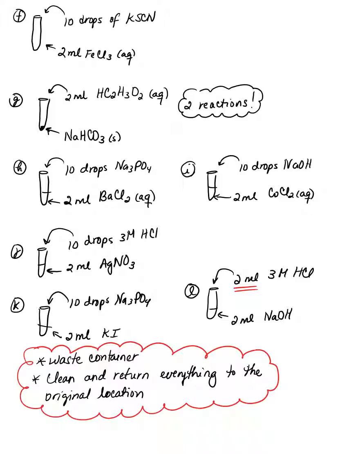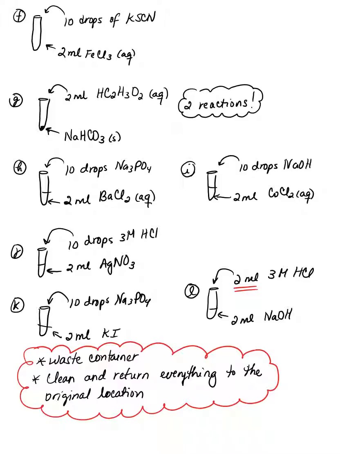Whenever you're done mixing all of your substances in your different test tubes, make sure that you have all of your observations in your lab manual, that you write down if it is formation of a solid, and the color of that solid. If you're seeing bubbles, write down that you have formation of bubbles, or temperature change. If there's no reaction, just write down no reaction.